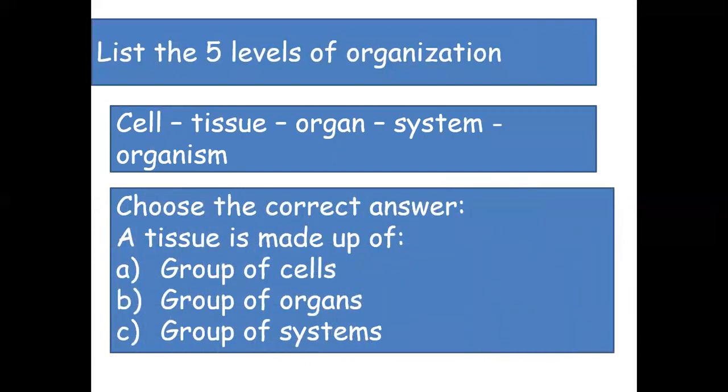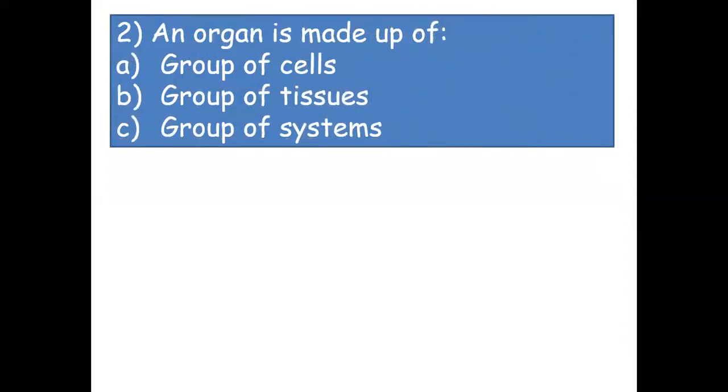Now, choose the correct answer. A tissue is made up of a group of cells, a group of organs, a group of systems. That's true. A tissue is made up of a group of cells. So the answer is A, group of cells. Another question. An organ is made up of a group of cells, a group of tissues, or a group of systems. An organ, as we know, is made up of a group of tissues. So the answer is B, group of tissues.